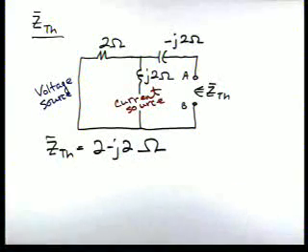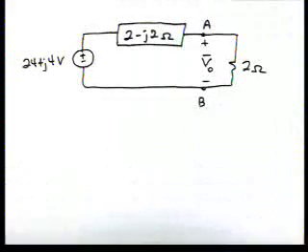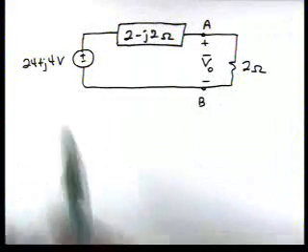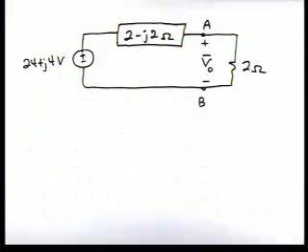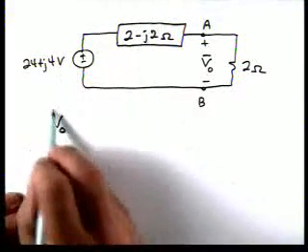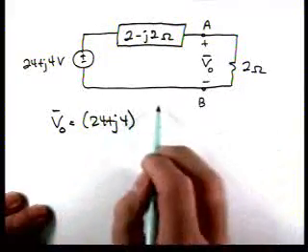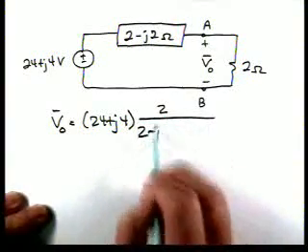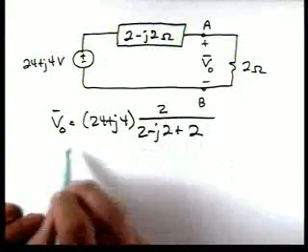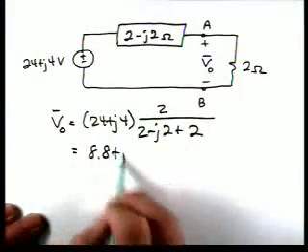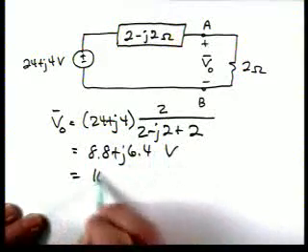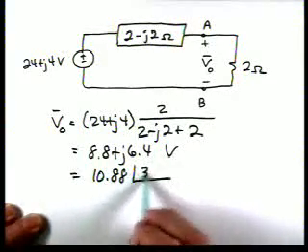Now we've calculated our Thevenin equivalent, and we're ready to reconnect our 2 ohm load and calculate the voltage V0. Here's our circuit now. Here's the open circuit voltage, and here's Z Thevenin. To calculate V0, we can use voltage division. We have 24 plus J4, and we want the voltage across the 2, so we have 2 over 2 minus J2 plus 2. That's 8.8 plus J6.4, which is also 10.88 at an angle of 36 degrees.